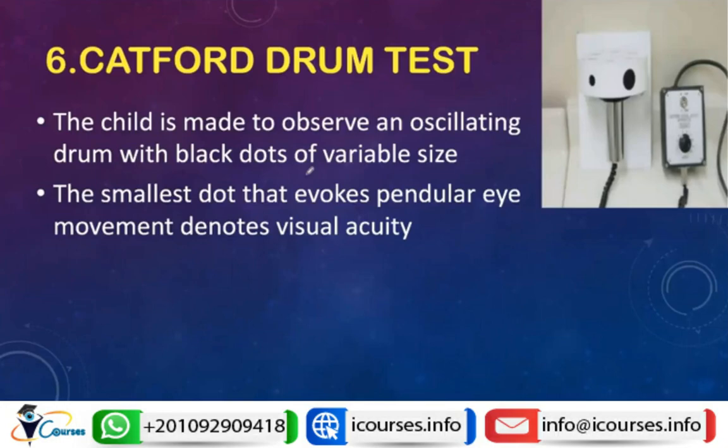Another version of the optokinetic drum is called the Catford drum, in which instead of using dark and white stripes, dark circles of variable size are used. So the dark circle is moving in one direction, and the patient will show optokinetic nystagmus as well.